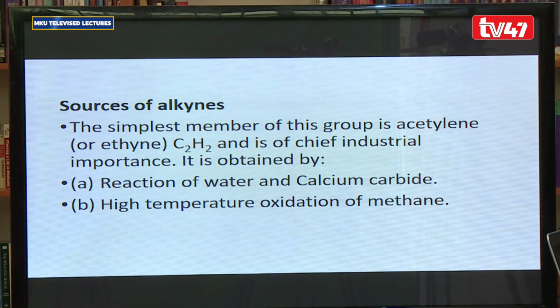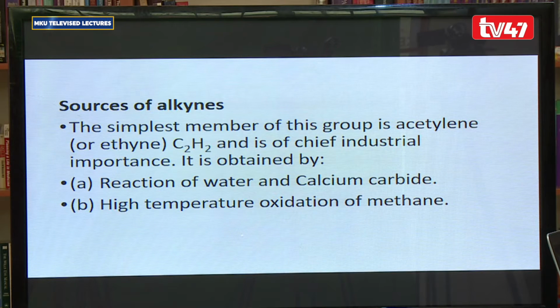Sources of alkynes, just like in alkanes, can be occurring naturally but very rarely, but usually they are prepared through synthetic methods. The triple bond is usually very unstable, and alkynes, unlike alkanes and alkenes, are rare in nature.